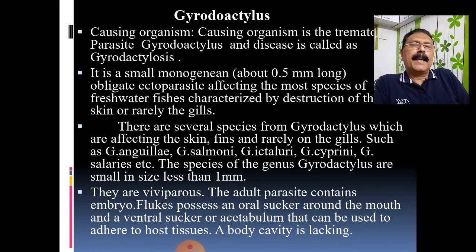The body, as we know in the case of Dactylogyrus also, is ovate, leaf like, flattened, and bilaterally symmetrical. In Gyrodactylus also the same characters occur. It is elongated, leaf like, bilaterally compressed, and it has suckers as well as haptors. The anterior side, the head region, has the suckers, and posteriorly it has the haptor for the purpose of attachment.